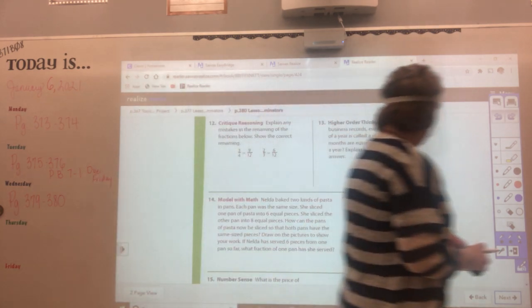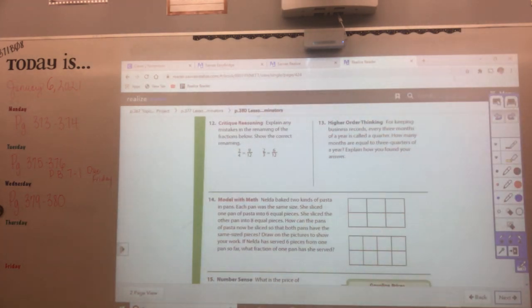Let's skip 13 and 14 and let's go down to 15.